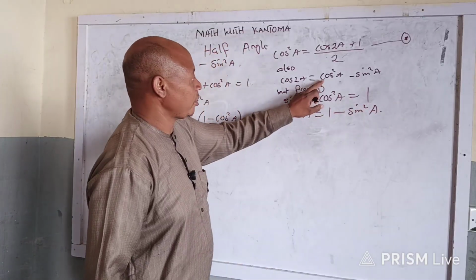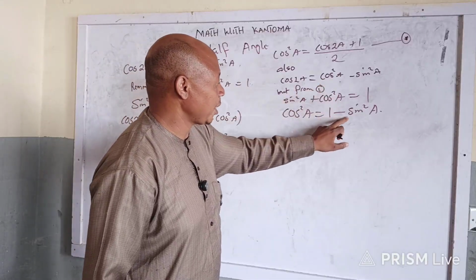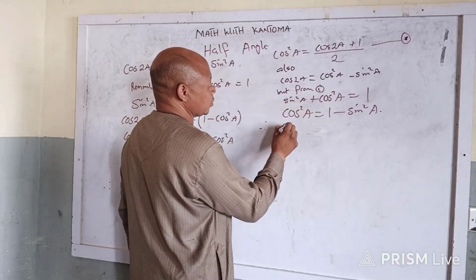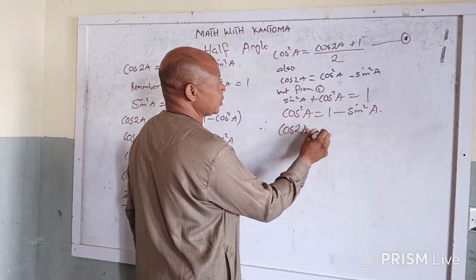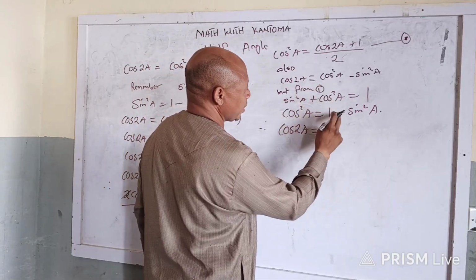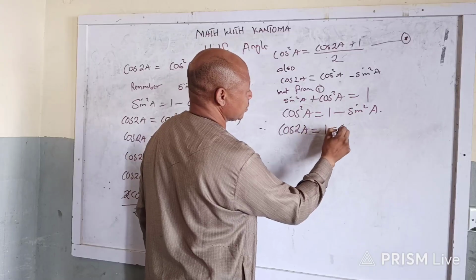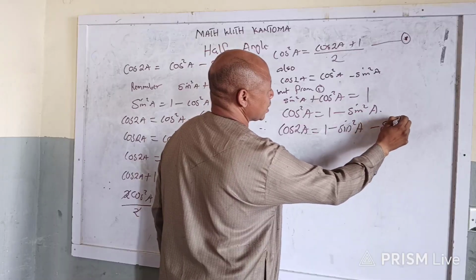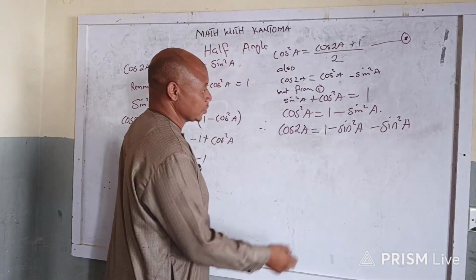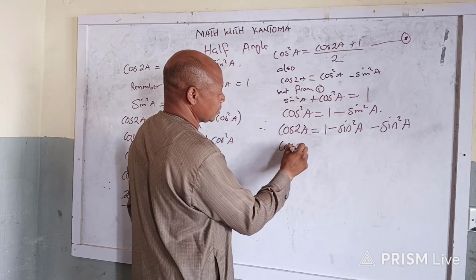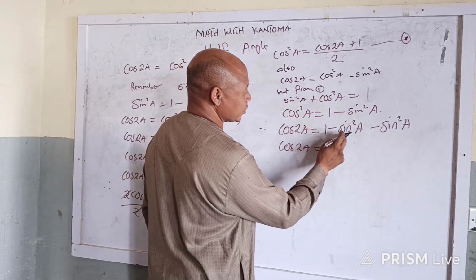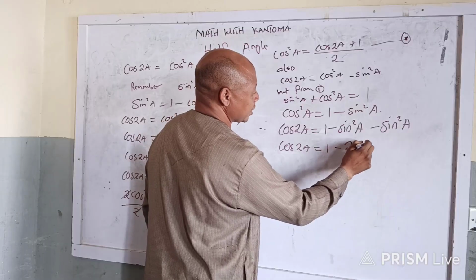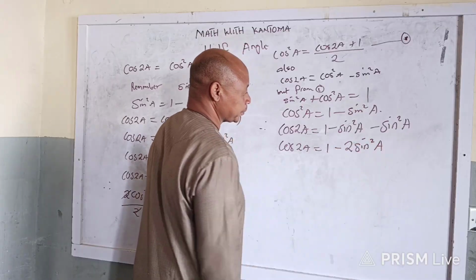So now I can substitute the value of cos square a here to be 1 minus sine square a. So therefore I said cos 2a now is equal to, instead of cos square a I will write this 1 minus sine square a, then minus sine square a also. So I can still simplify this. Cos 2a is now equal to 1 minus sine square a minus sine square a. I have 1 minus 2 sine square a.